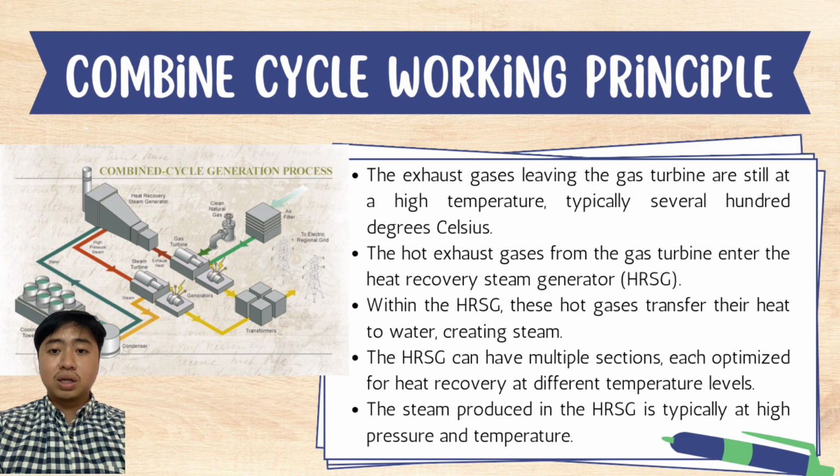The hot exhaust gases from the gas turbine enter the heat recovery steam generator, which is the HRSG. Within the HRSG, these hot gases transfer their heat to water, creating steam. The HRSG can have multiple sections, each optimized for heat recovery at different temperature levels. The steam produced in the HRSG is typically at high temperature and high pressure.